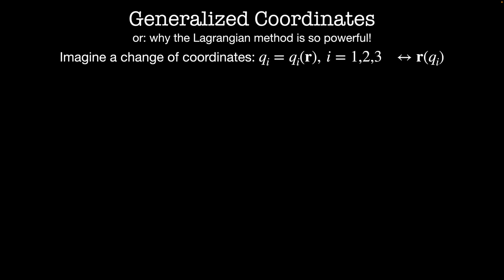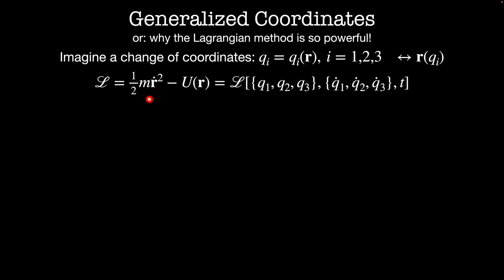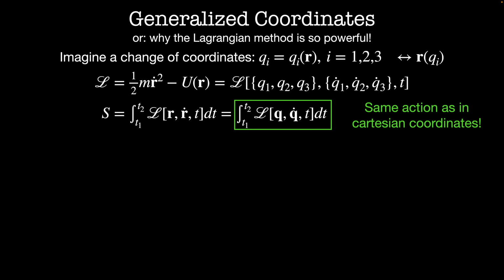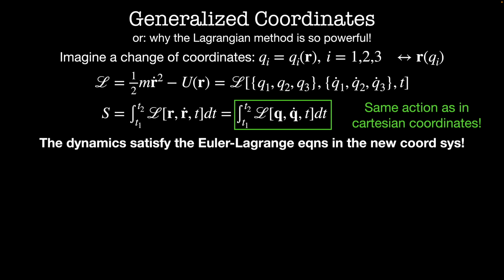In my original coordinates, the Lagrangian is given by 1/2 m r dot squared minus the potential energy as a function of position. This is going to be equal to the new Lagrangian in terms of the new coordinates q1, q2, q3, and their derivatives. Hamilton's principle states that the action for this system, whether it's expressed in terms of the original Cartesian coordinates or the new so-called generalized coordinates, is going to be the same. And that means that the dynamics satisfy the Euler-Lagrange equations in the new coordinate system.